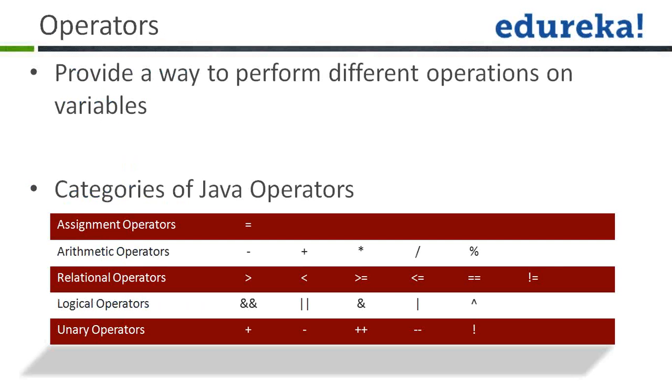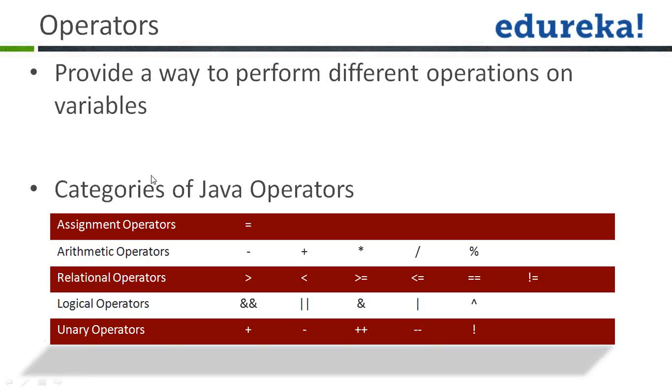We come to operators in Java. We used a few operators like greater than, less than, and equivalence. Let's see what the other operators are. First of all, what is the need of operators? We have different values, but in the real world we also perform different operations on those values. So for that we have operators in Java. It provides a way to perform different operations on variables.